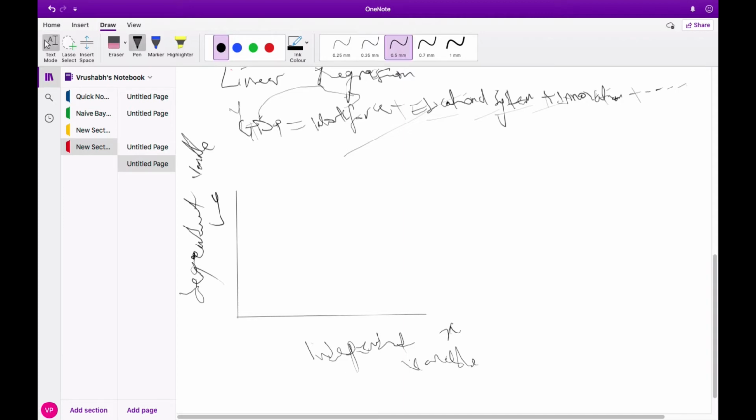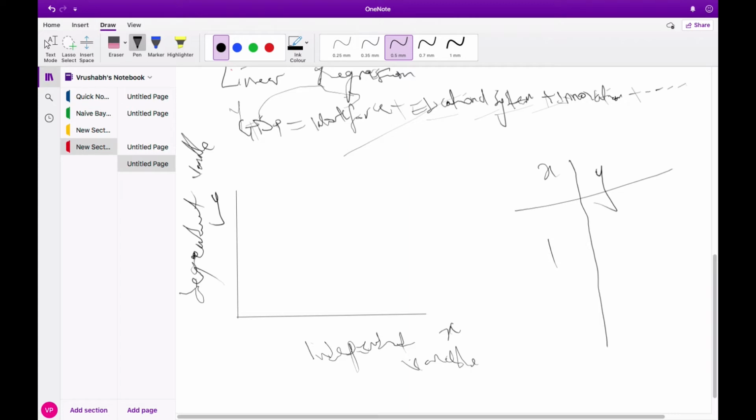Okay, so can we now find the relationship between the dependent variable and the independent variable? Can we now do that? Okay, now let's take a dummy example over here so that things will become clear as we progress.